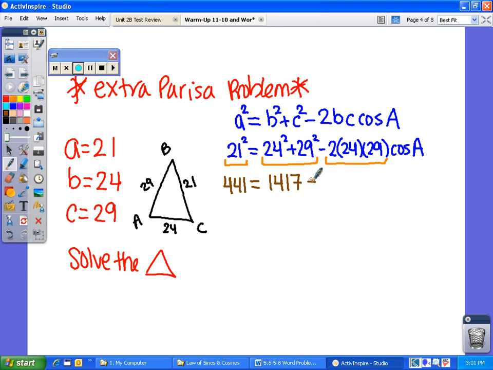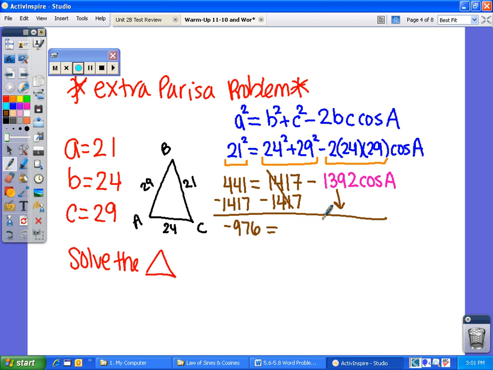1,417. Then I'll do 2 times 24 times 29, which is 1,392, which is attached to the cosine of A. So I cannot attach these two together because this one has a cosine of A with it. So what I'm going to do is subtract the 1417 from 441. That gives me negative 976.